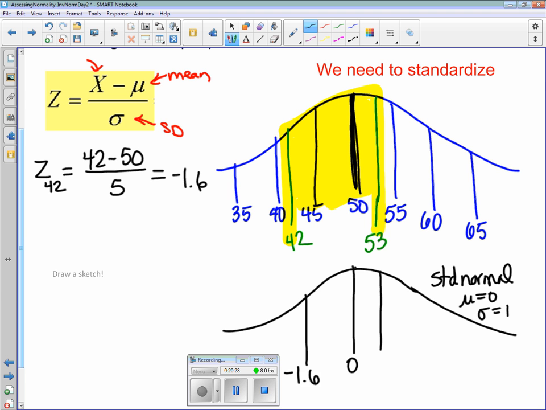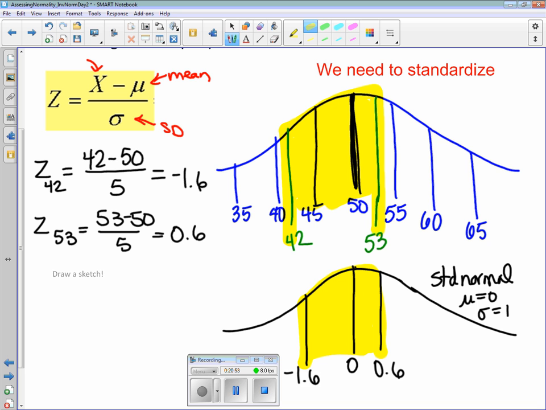Let's find, so we're going to write negative 1.6 here. What's the z-score that's associated with 53? So we're going to have 53 minus 50 divided by 5, and that is 0.6. Again, a positive in this case. Does a positive z-score make sense? Sure. And we're going to find this.